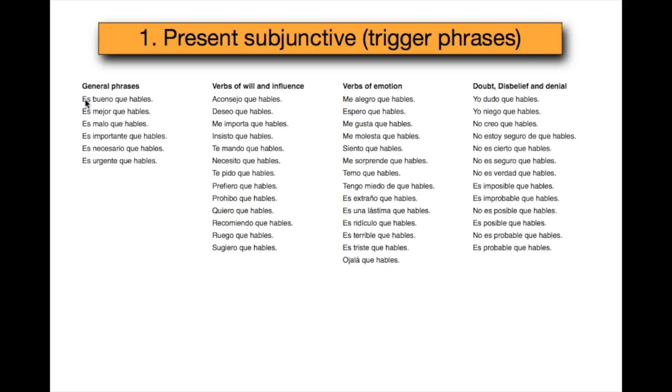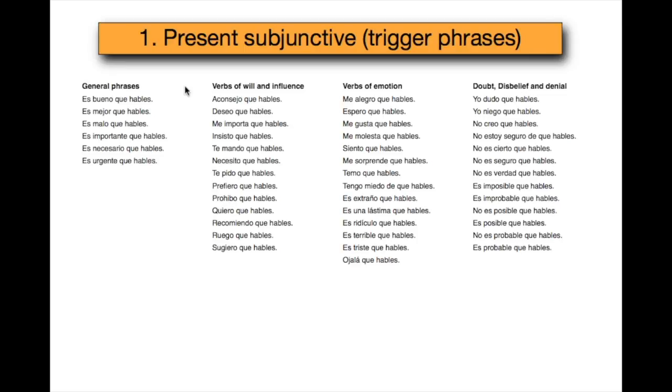Some general phrases include it is good that, it is better that, it's bad that, it's important that, it's necessary that, and it's urgent that. Okay? Notice the verb, hablar, looks similar to a command form. So what we're doing essentially is when we have one of these phrases in the main clause, at the beginning of the sentence, it's forcing us to use what we're calling the subjunctive.